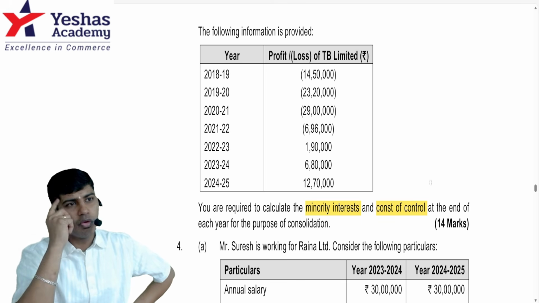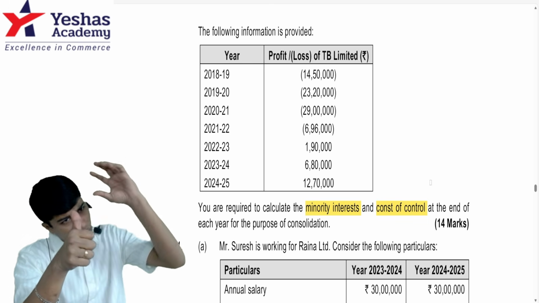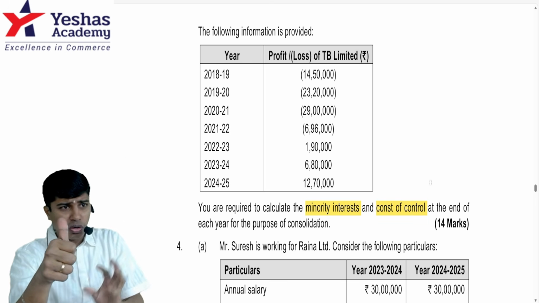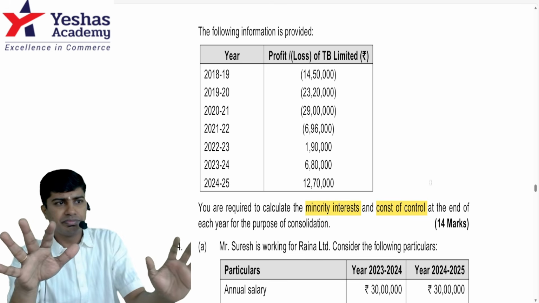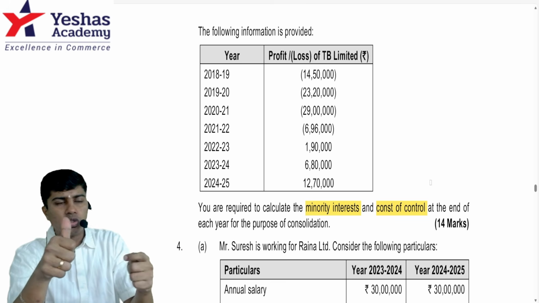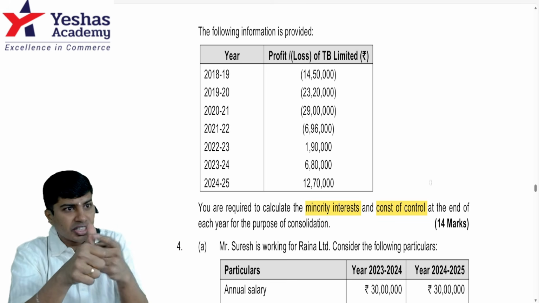When I solve, I want you to see every year, I'll do every year's full computation. I'm not going to try to save time or save the length of the answer. I'm going to explain it in detail. I hope you understand. So for every year, share capital will be the same.